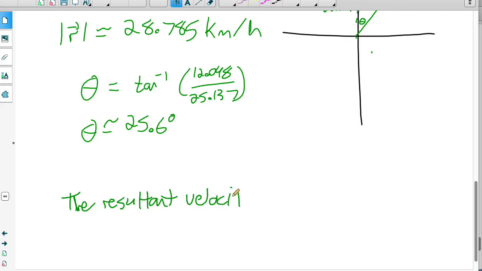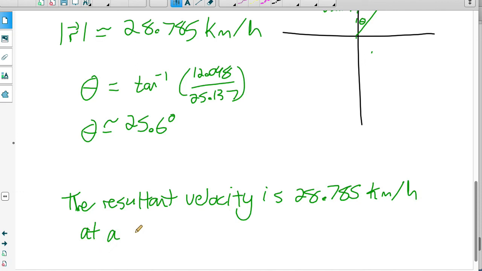And so my final answer, I could say the resultant velocity of the ship is 28.785 kilometers an hour at a bearing of 25.6 degrees. All right, that's the end of the first lesson.